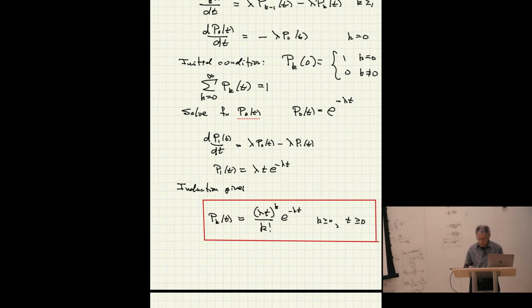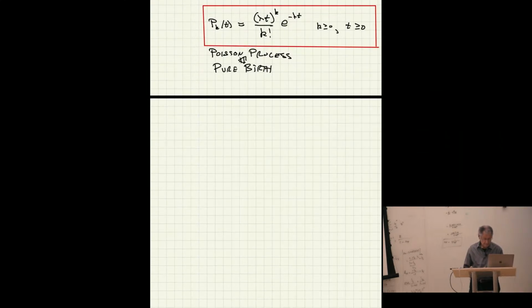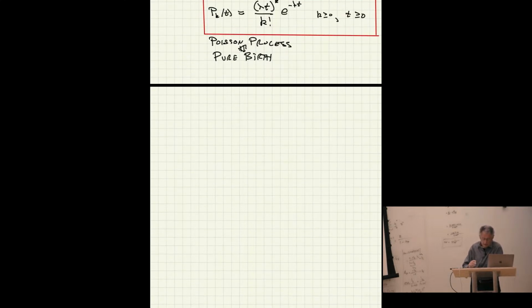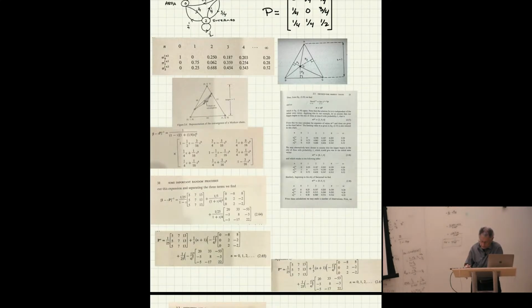Now, if you recognize this equation, that's a Poisson process. This pure birth system constitutes a Poisson process. These are equivalent. So let's see what that looks like. Let's see what that equation looks like. Notice it depends upon t and depends upon k. So let's pull up a picture of this thing.